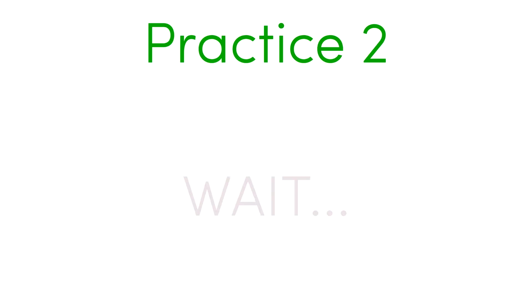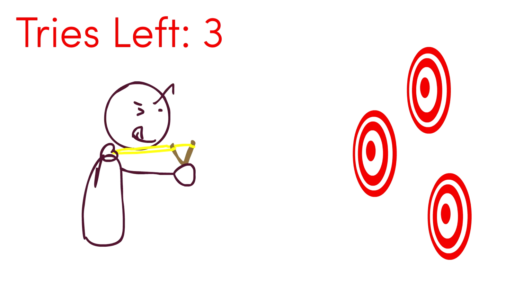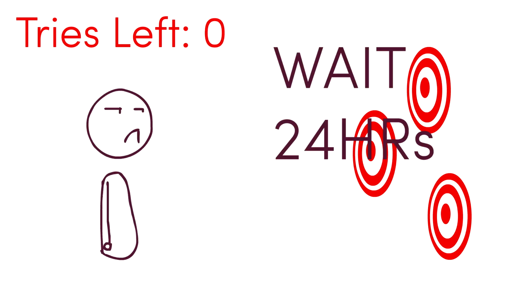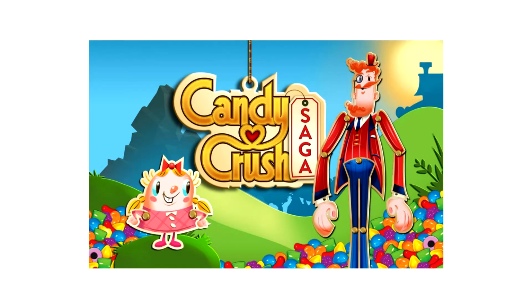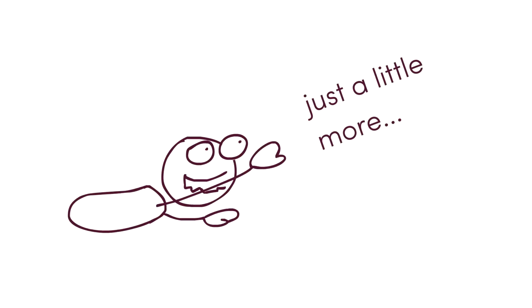Practice 2. Wait to play. A player can perform a limited number of tries or actions in a given time period. In order to advance or retry, you must wait or fork over the dough. Many casual games like Candy Crush embrace this practice because players often succumb to the just a little more mindset.